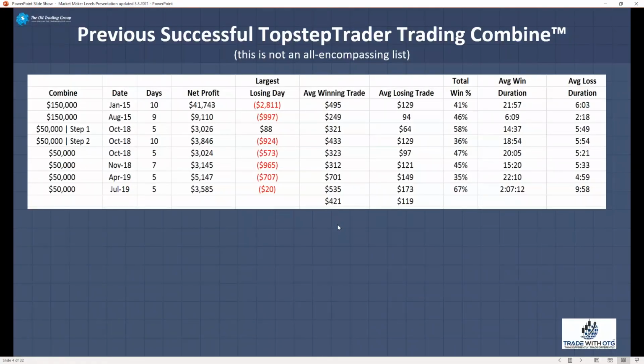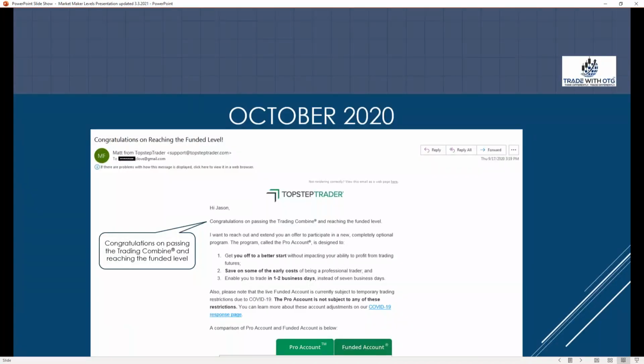The other thing I want you to notice is that the average win duration is about, let's call it, 15 minutes, and the average loss duration is somewhere around the 5-minute mark. That is a 3 to 1 win versus loss hold time. In other words, we try to cut our losing trades short and let our winning trades run, and we hold on to our winners much longer than we do our losing trades. And the reason that we can do that is because of these levels here and the discussion that we're going to have on these levels here today.